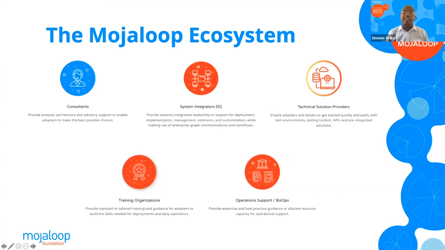These are individuals or organizations who provide analysis, architecture, and advisory support to enable adopters to make the best possible choices. We've got system integrators who provide leadership or support for deployment, implementation, management, extension, customization, while making use of enterprise-grade communications and workflows. There's a technical solution provider who enable adopters and testers to get started quickly and easily with things like test environments, testing toolkits, APIs, and pre-integrated solutions.